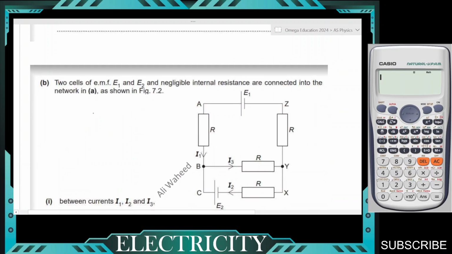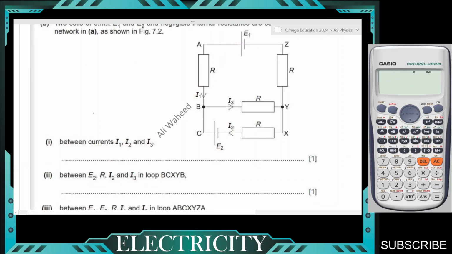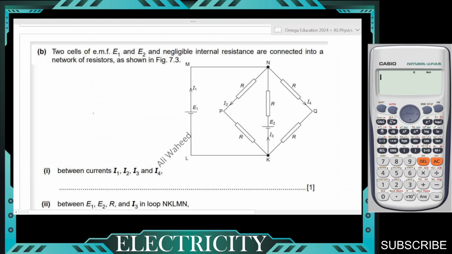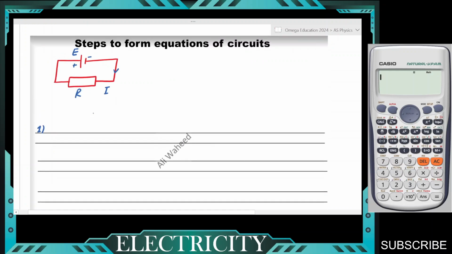Or think about this one. You have E1, you have E2. You have 2 batteries. Out of these 2 batteries, you have to choose one as a reference. Likewise, in this one, you have 2 batteries. So you have to mark one battery as a reference. That is the first step.